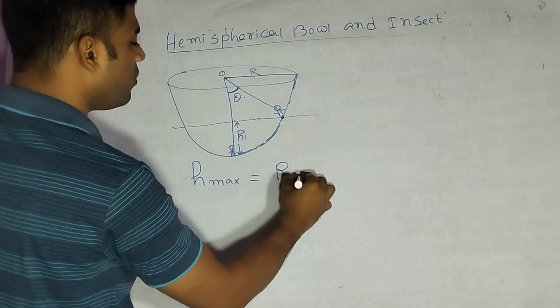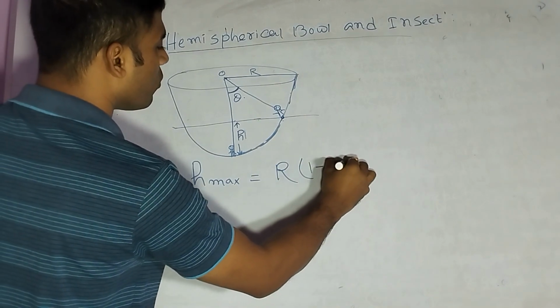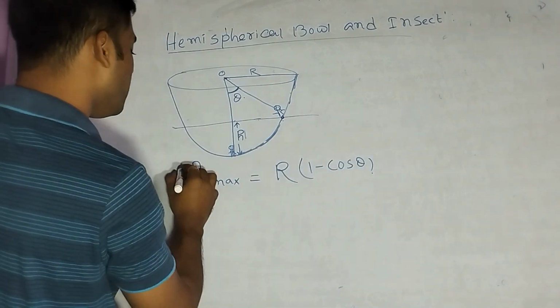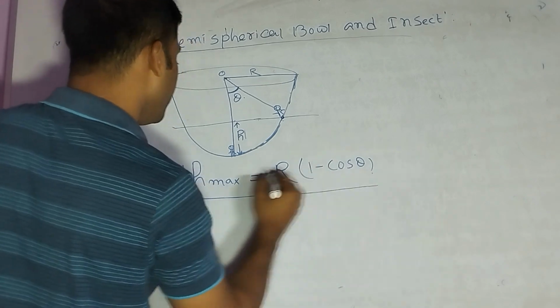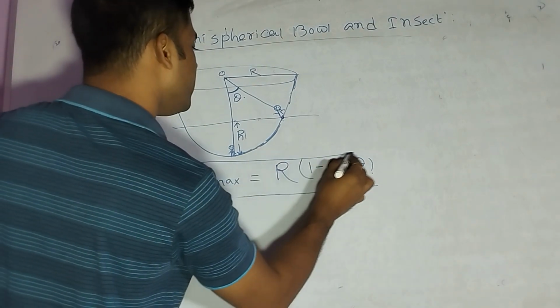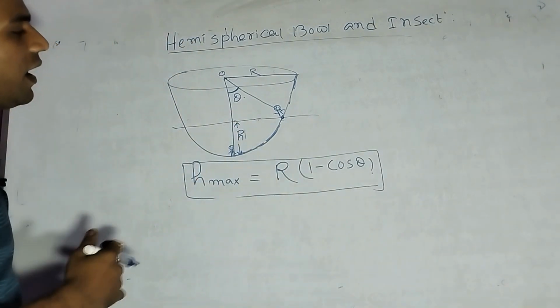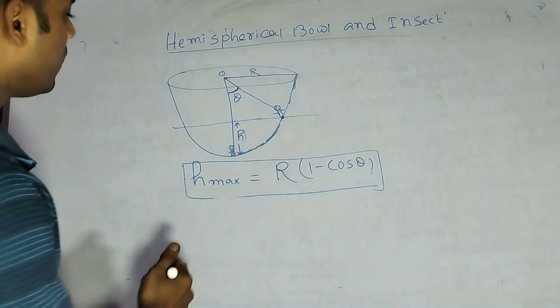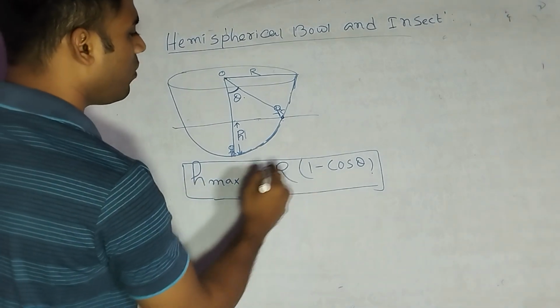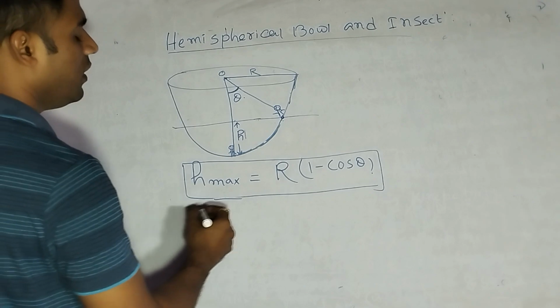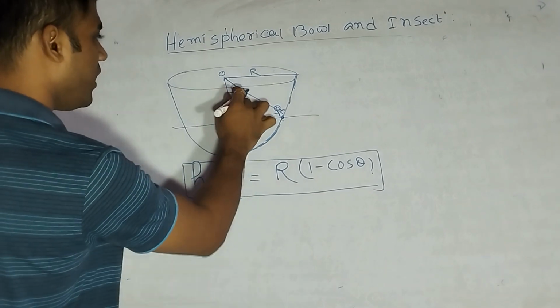H max value is equal to r into 1 minus cos theta. What is the maximum height from the base of the hemispherical bowl up to which the insect can safely crawl? This is the equation: h max is r into 1 minus cos theta. And another equation: what is the angle?